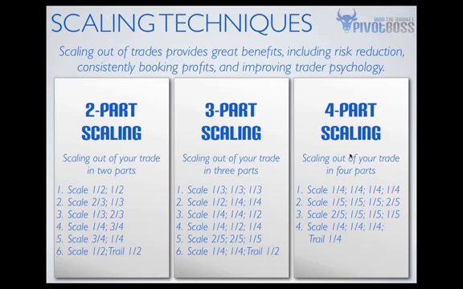In a 4-part scaling technique here, what you do is you liquidate your trade in 4 different parts. For example, a quarter, quarter, quarter, quarter. Or you can go a fifth, a fifth, a fifth, and 2/5, or you can do the 2/5 earlier and the fifths the rest of the way, or you can do quarter, quarter, quarter, and trail the last quarter.